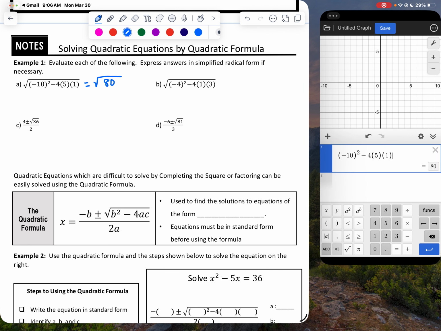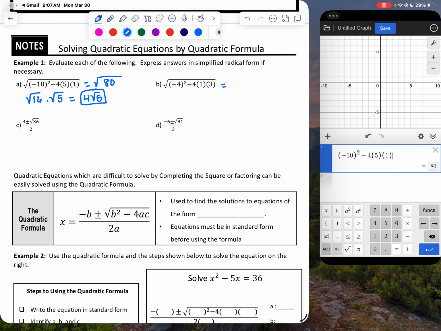Okay. Then, if your radical will simplify, then you need to simplify it further. So the square root of 80 can be rewritten as the square root of 16 times the square root of 5, and the square root of 16 is 4. So square root of 80 would simplify to 4 square root 5. All right, let's look at B.